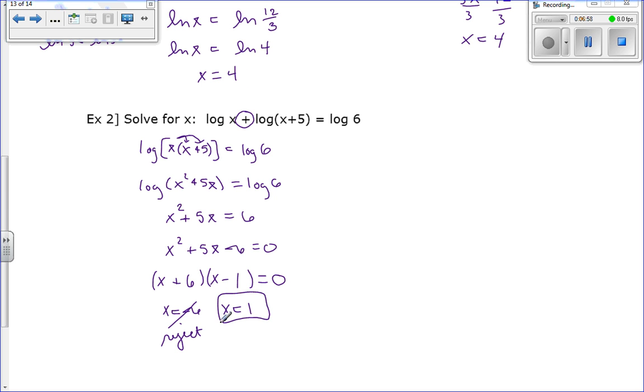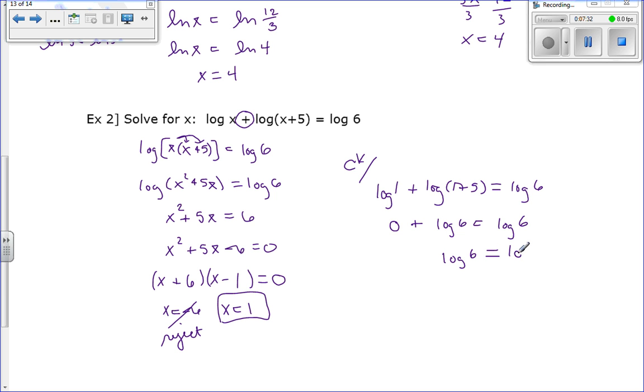So x equals 1. And a quick little check shows us we have a log of 1 plus the log of 1 plus 5 equals the log of 6. The log of 1 is 0. 1 plus 5 is 6, so plus the log of 6 equals the log of 6. So log 6 equals log 6. So that checks out.